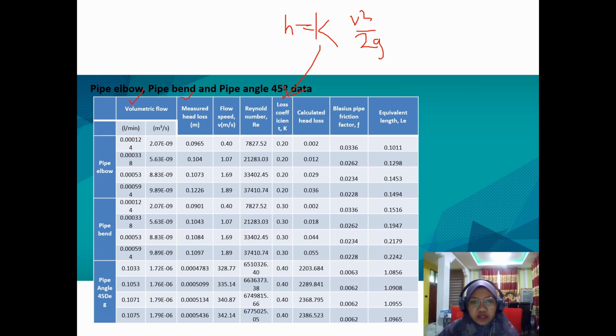And lastly, we have the equivalent length. The formula is LE equal to K, the loss coefficient, times D over F, where D is the diameter. The diameter here is D equal to 0.1017, over the friction factor. And then next we have the graph.